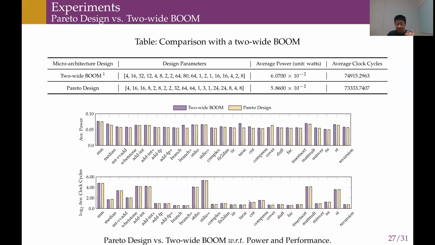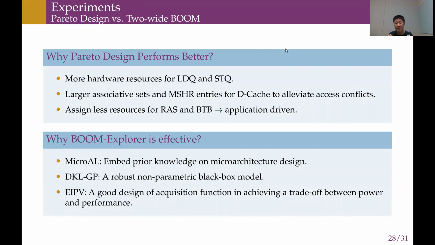We also compare BOOM-Explorer with a 2-wide BOOM, which is published by Berkeley. We report the average power and the average clock cycles here. We also evaluate these two designs on more benchmarks for further research. As you can see, the Pareto design outperformed the 2-wide BOOM in average power and clock cycles. So why does our Pareto design succeed?